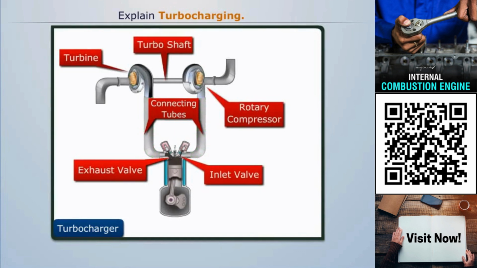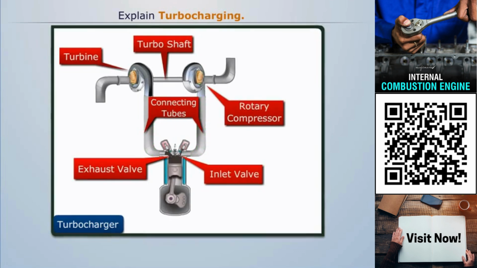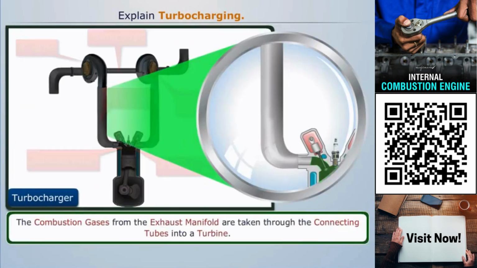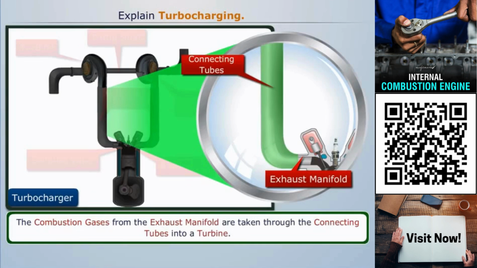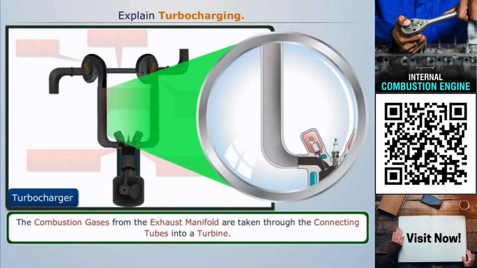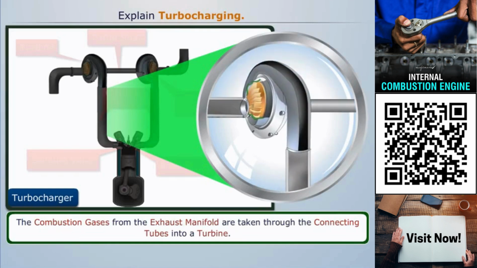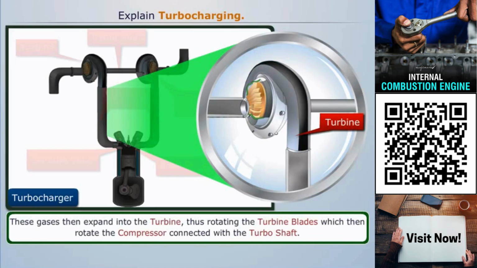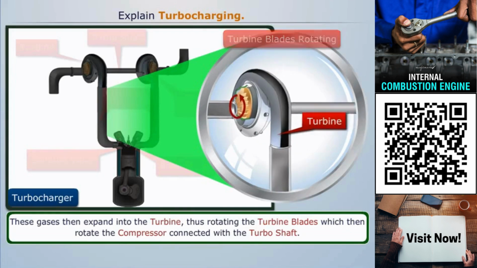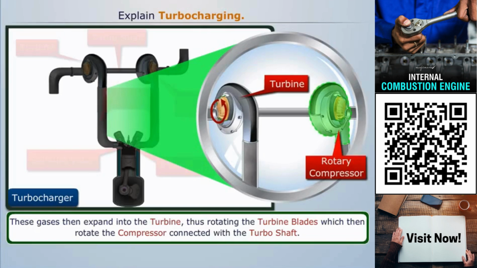Now let's try to understand the working of a turbocharger. The combustion gases from the exhaust manifold are taken through the connecting tubes into a turbine. These gases then expand into the turbine, thus rotating the turbine blades, which then rotate the compressor connected with the turboshaft.